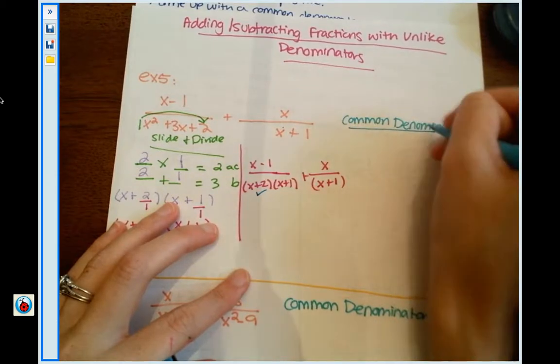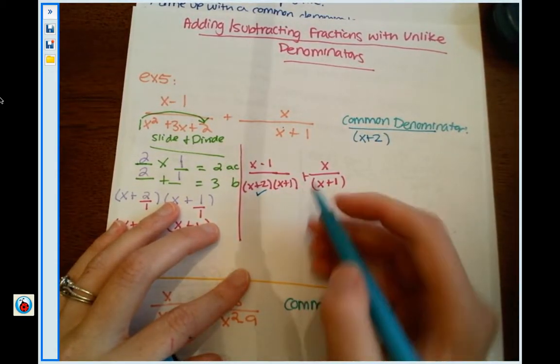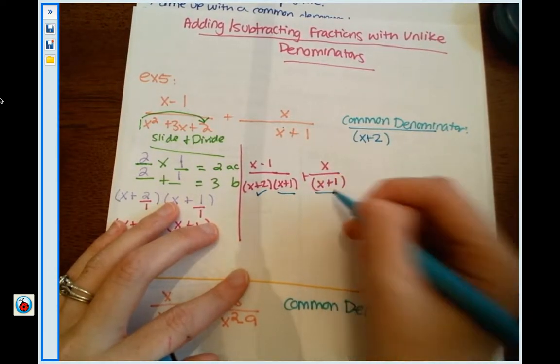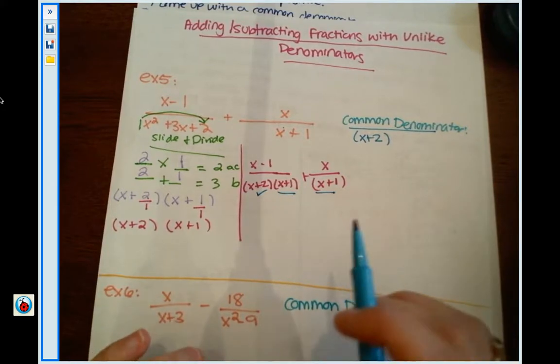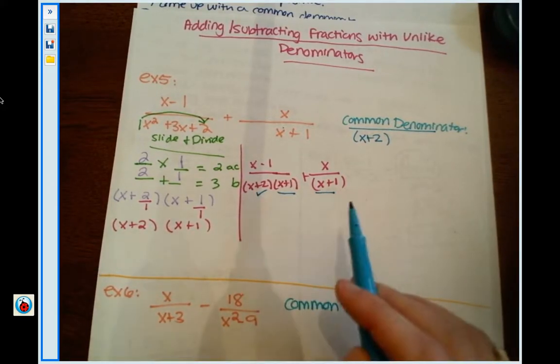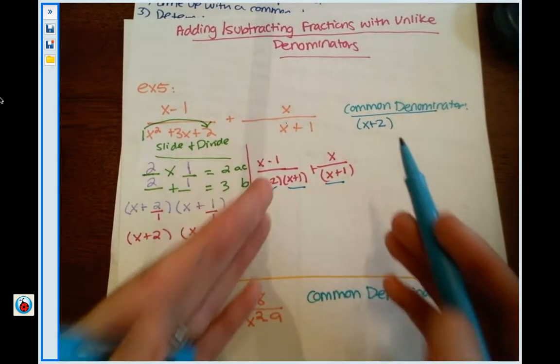So my common denominator is x plus 2. And then I see an x plus 1 here and here. So which one do we pick? Okay, it says from the previous problem, if we see the same factor repeat, we pick the one with the highest exponent. So which one has the highest exponent?